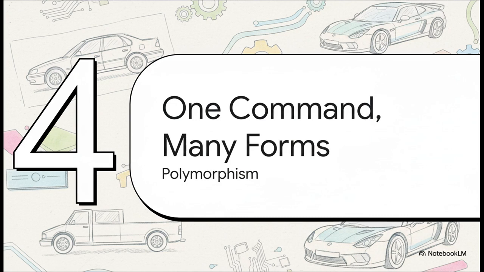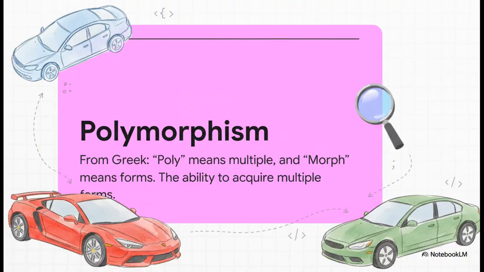All right, we've made it to our final core concept. And you could argue this is one of the most flexible and, frankly, mind-bendingly powerful ideas in all of programming. It's called polymorphism. I know, the word sounds super intimidating, but let's just break it down. It's from Greek. Poly means many, and morph means forms. So polymorphism literally just means many forms.